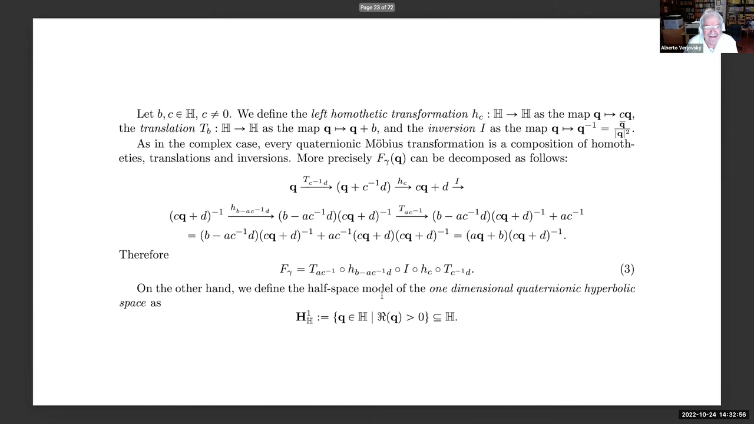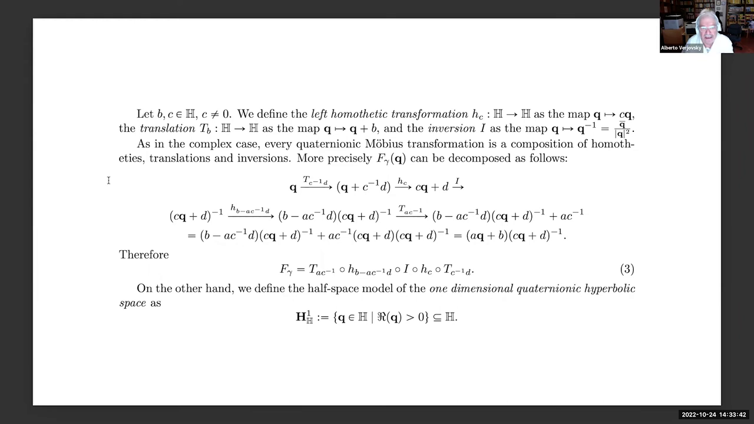Well, now there are some special transformations depending on the choices A, B, C. First we have the left homothetic transformation that takes a quaternion Q to C times Q. Then we have a translation. And finally, you have the most exotic one, that is inversion of quaternions, with the usual convention that infinity goes to zero and zero goes to infinity. And one thing that I learned from the book of Ahlfors when I was little is that any Möbius transformation can be expressed as a product of homothetic transformations, translations, and inversion.